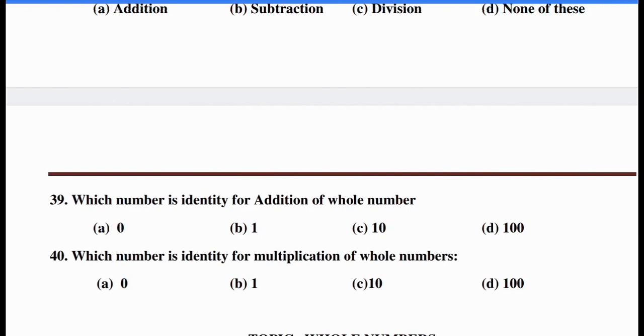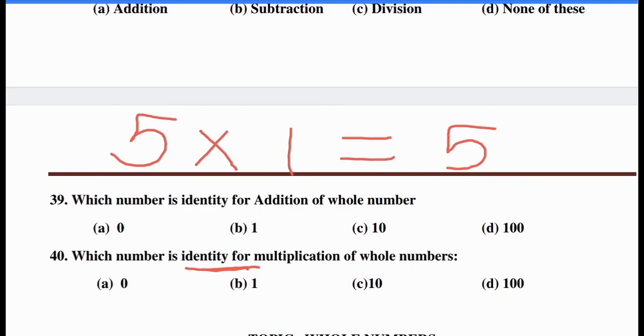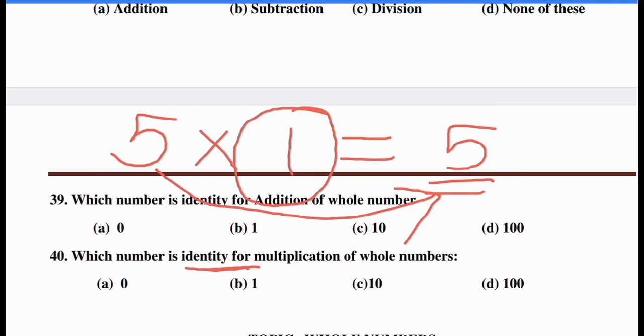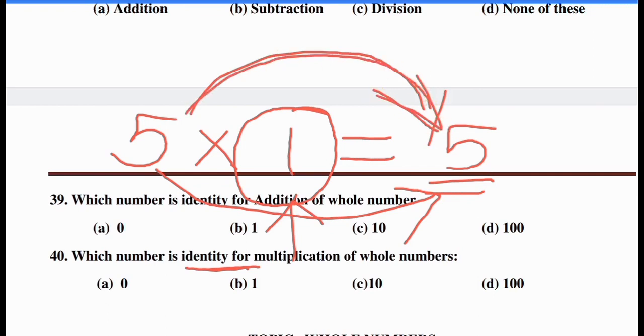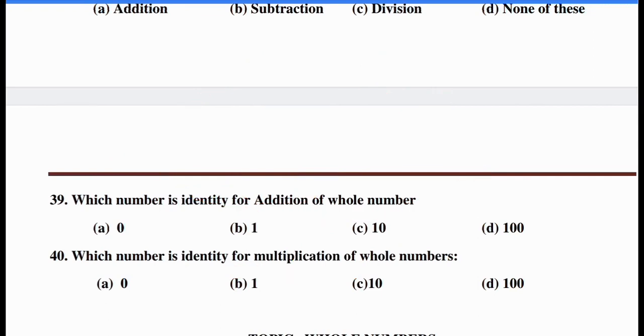Question number 40. Which number is identity for multiplication of whole numbers? So here we check for multiplication. If I take one number 5 and I multiply it with 1, then answer is the number itself. That means if you multiply any number with 1, then you will get the number itself. So we can say that 1 is multiplicative identity of whole numbers. So answer is B.